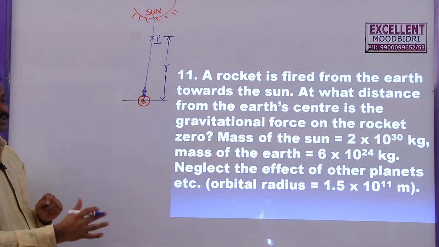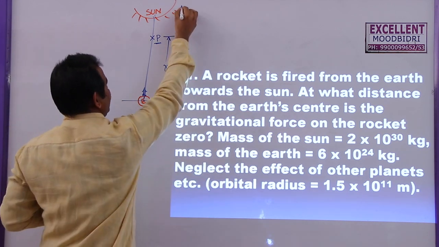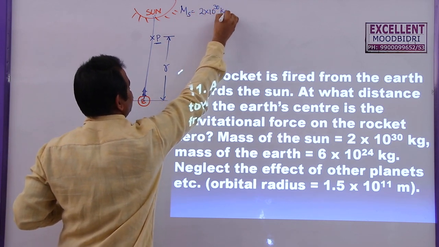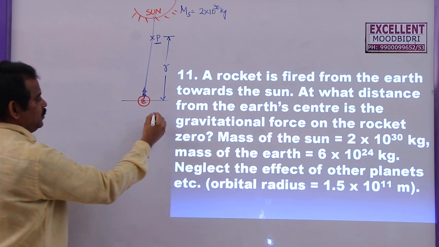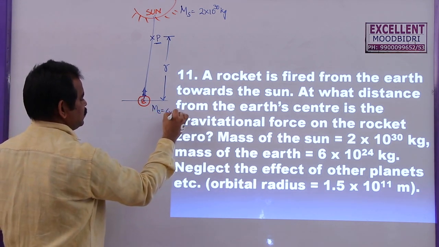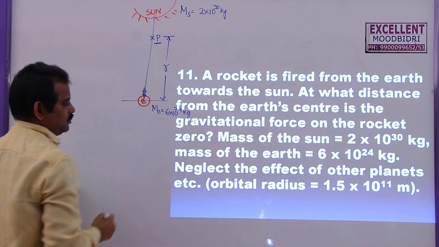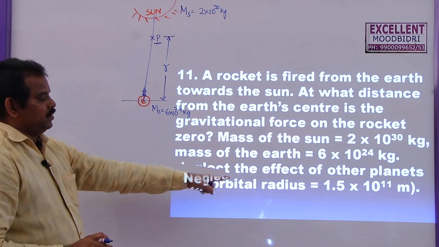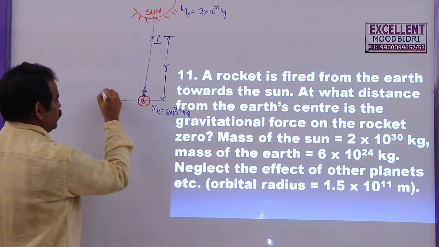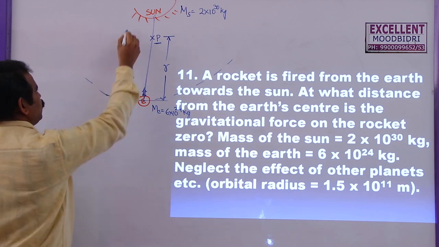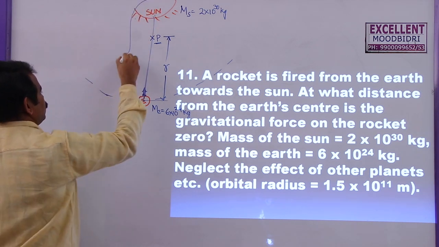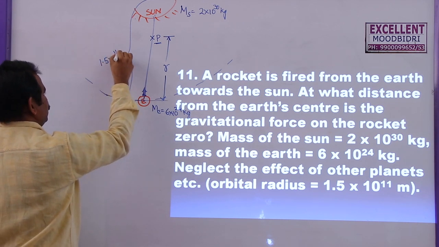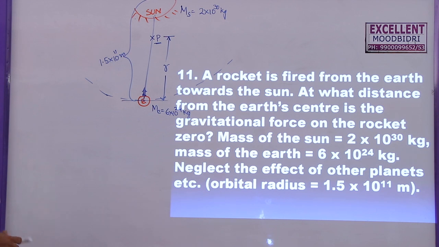Now what else is given here? Mass of sun is given as ms, this is 2 into 10 power 30 kg. Similarly, mass of earth is me, 6 into 10 power 24 kg. Neglect the effect of other planets, etc. Orbital radius is 1.5 into 10 power 11, because earth revolves around the sun. So what is the distance between the center of earth and the center of sun? This is equal to 1.5 into 10 power 11 meters. So this is the given problem.